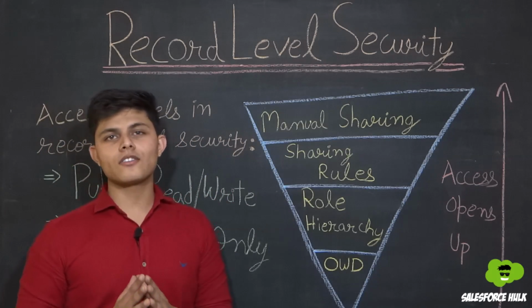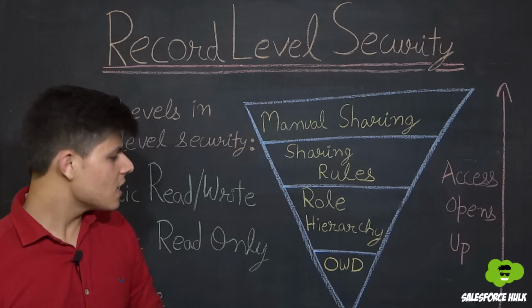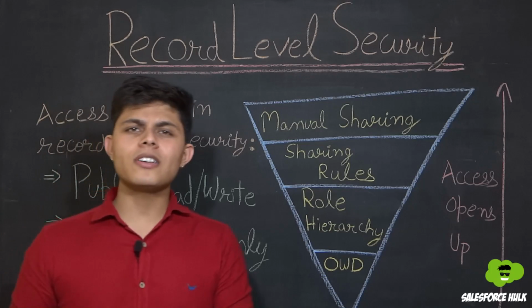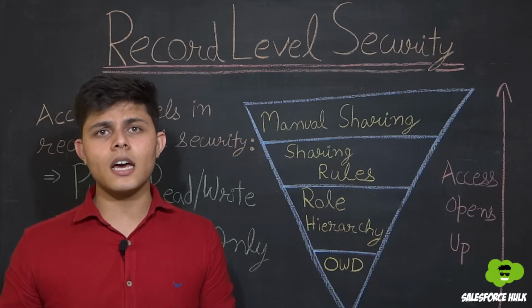And now let me come back to all these 4 points using which we implement record level security. So the first one is OWD. OWD stands for organization wide default, in which we set the baseline level of access for all the users in our organization.